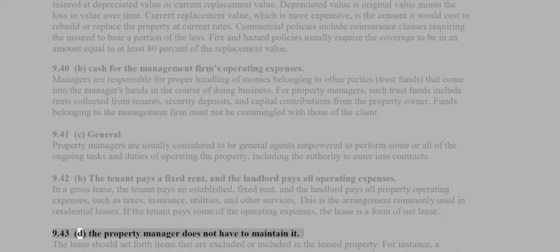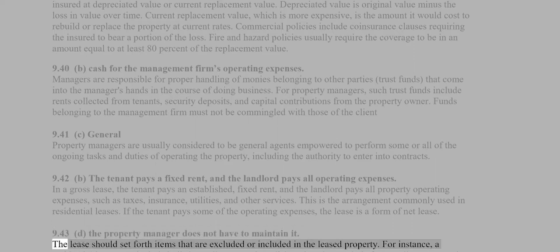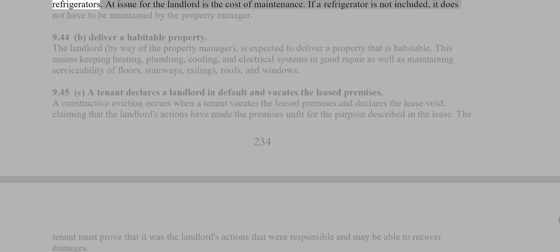9.43 D. The property manager does not have to maintain it. The lease should set forth items that are excluded or included in the leased property. For instance, a residential lease may include built-in appliances such as dishwashers but exclude freestanding ones, such as refrigerators. At issue for the landlord is the cost of maintenance. If a refrigerator is not included, it does not have to be maintained by the property manager.